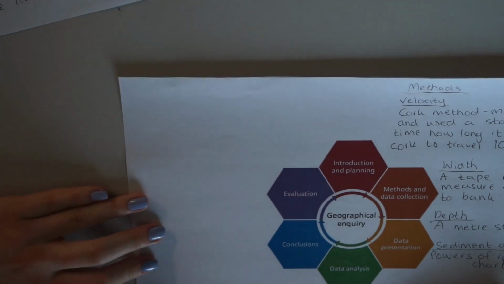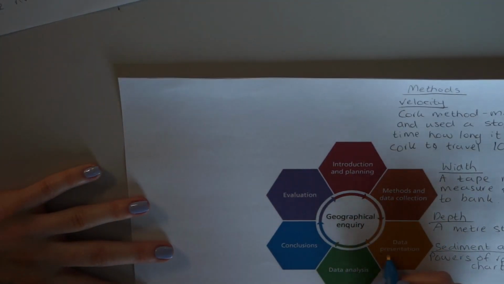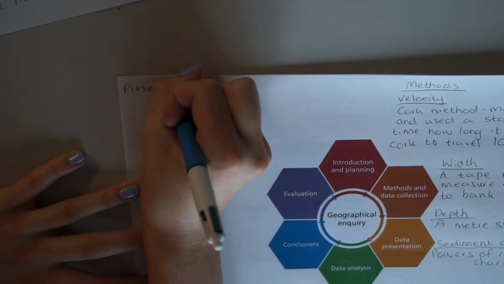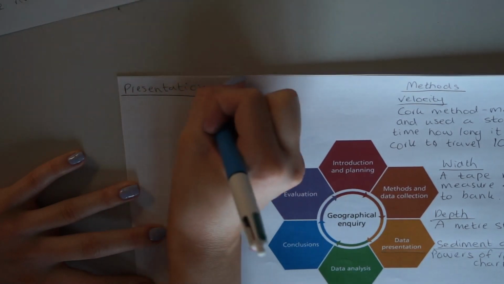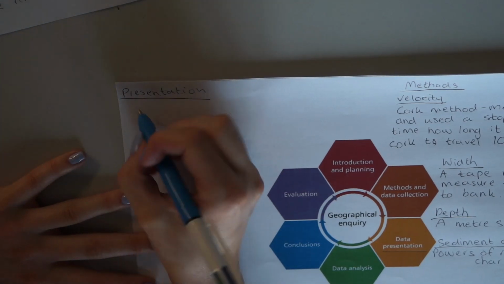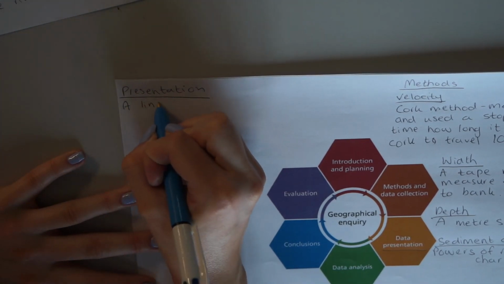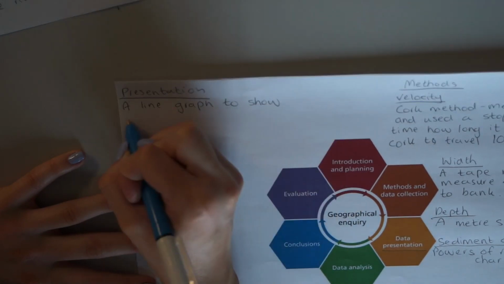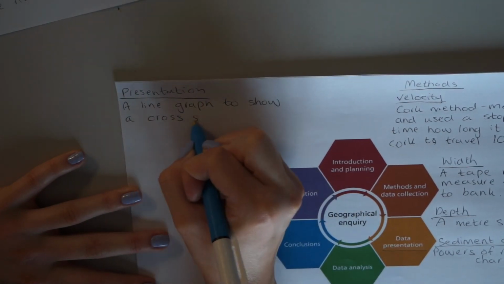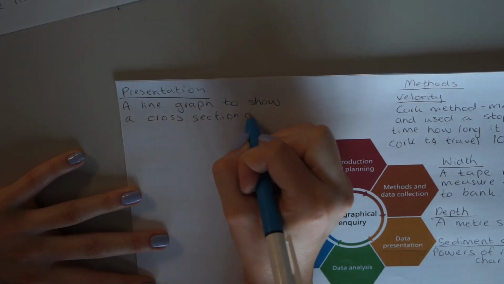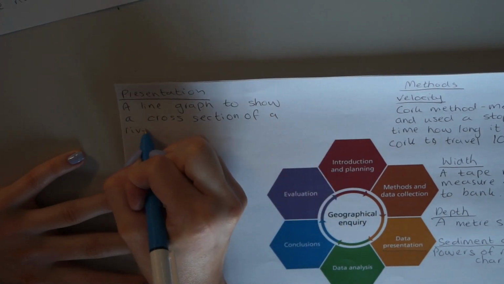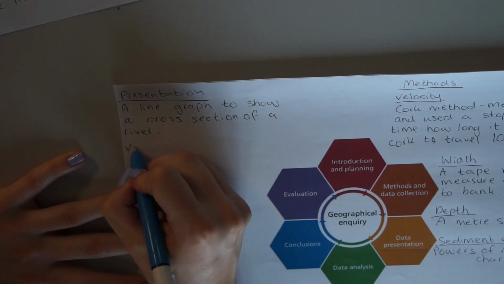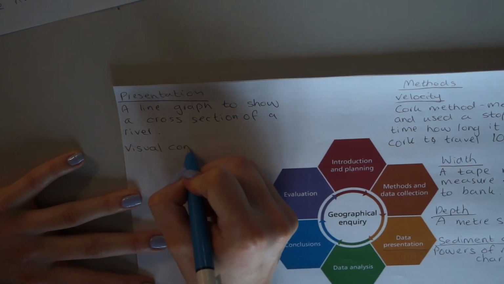The very last thing I'm going to look at on this video is our third section, and that is data presentation. So when we got back, how did we show what our data was like? We can use a line graph to show a cross section of a river. So what is good and what is bad about that? It allows for visual comparison.